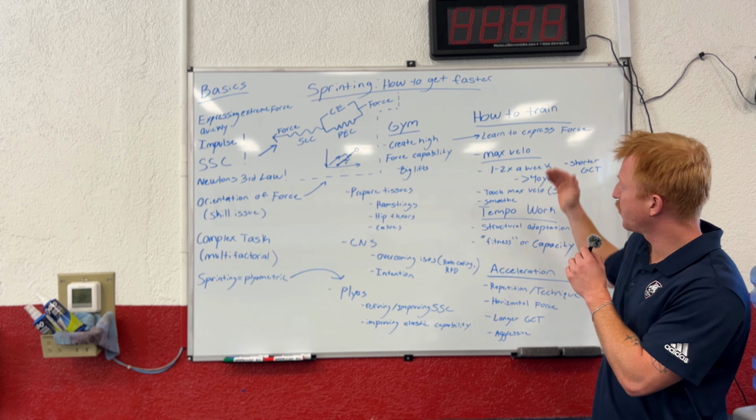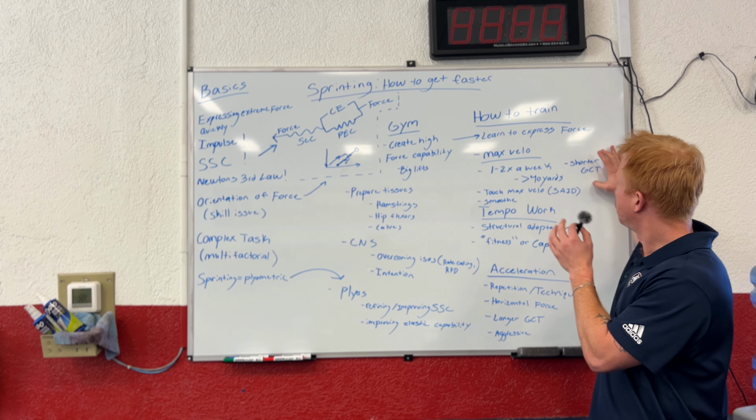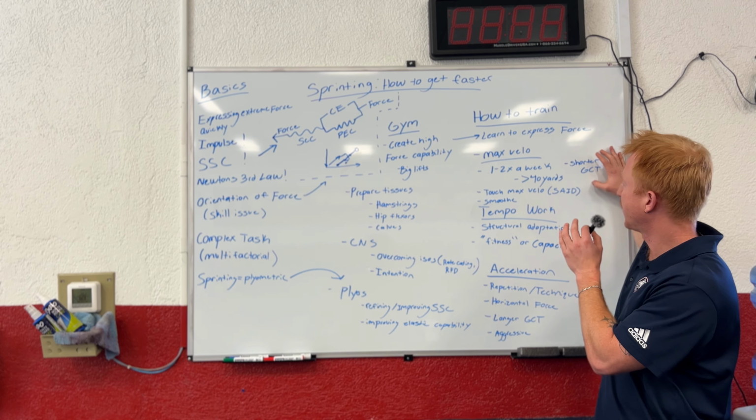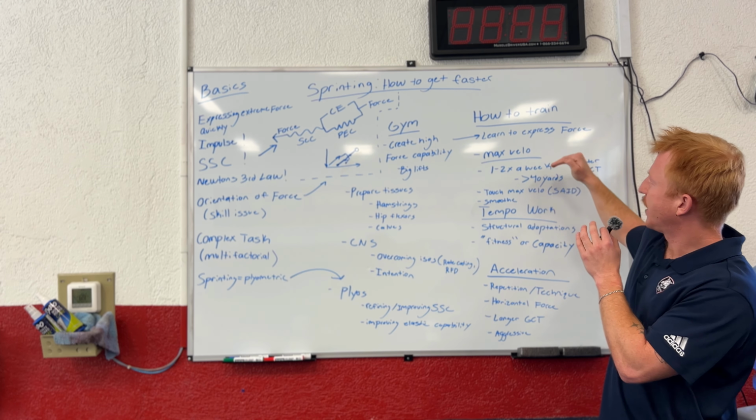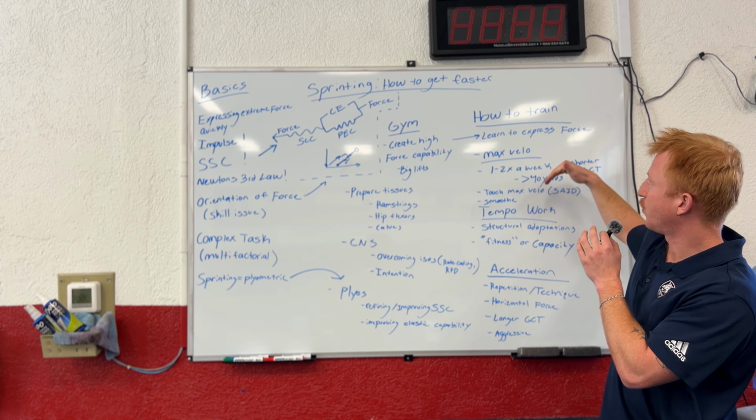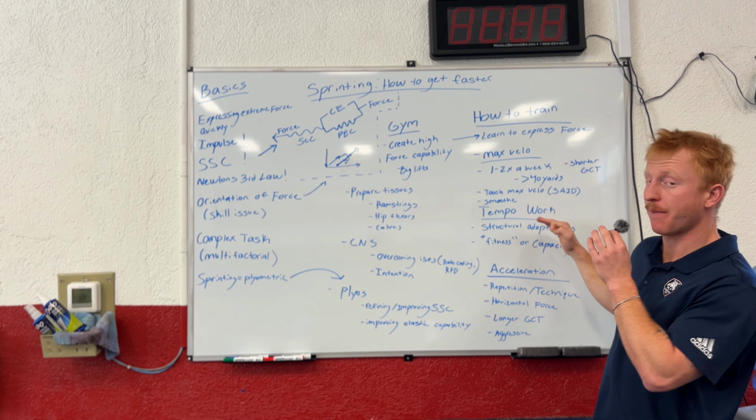And when we're doing max velo, when we get to that max velocity phase, we want to be smooth. We don't want to be straining too hard. We want to be smooth in our movements and relaxed in that phase. But that's not too important in this video. And of course, with max velocity, we're going to have shorter ground contact times, which isn't that important in this phase right now. But another way to assist that max velocity work is tempo work.